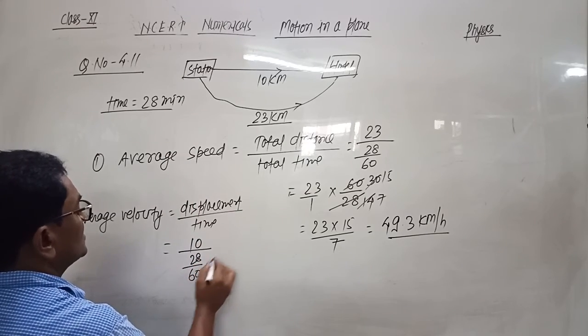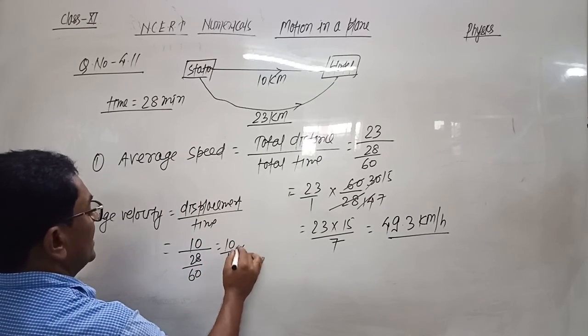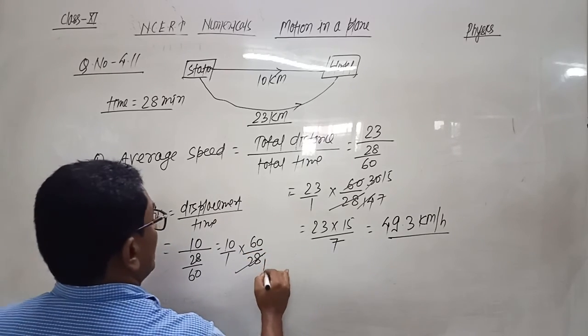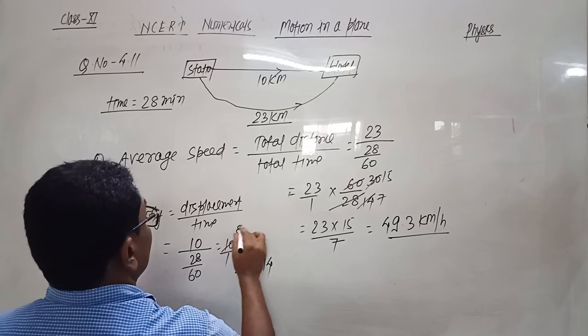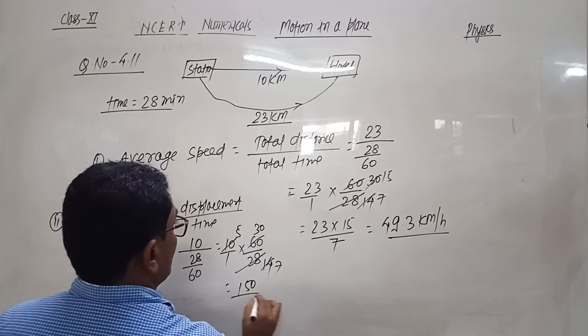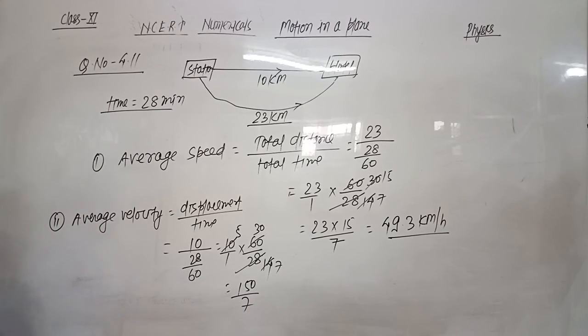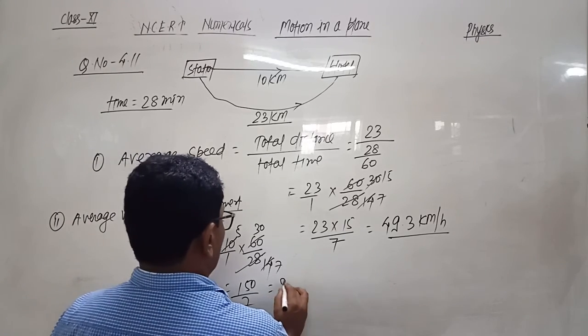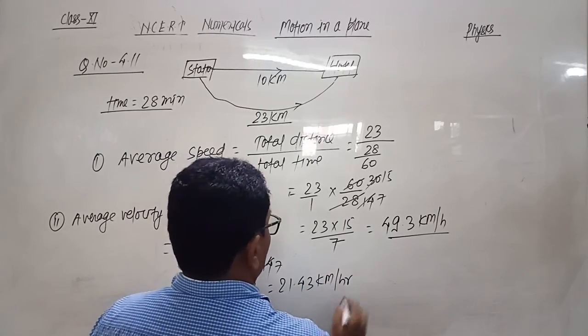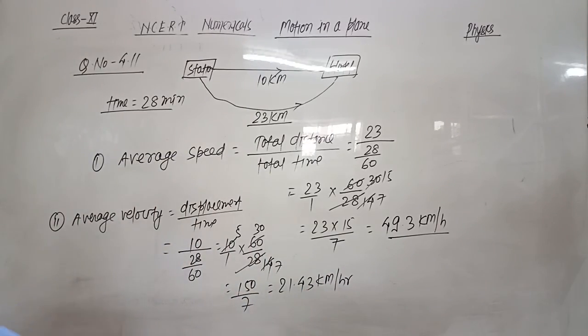So 28 upon 60, we get 10 upon 1 into 60 upon 28. So 14 into 2, 5, 30, and 7. So we get 150 upon 7, and this is around 21.43 kilometer per hour.